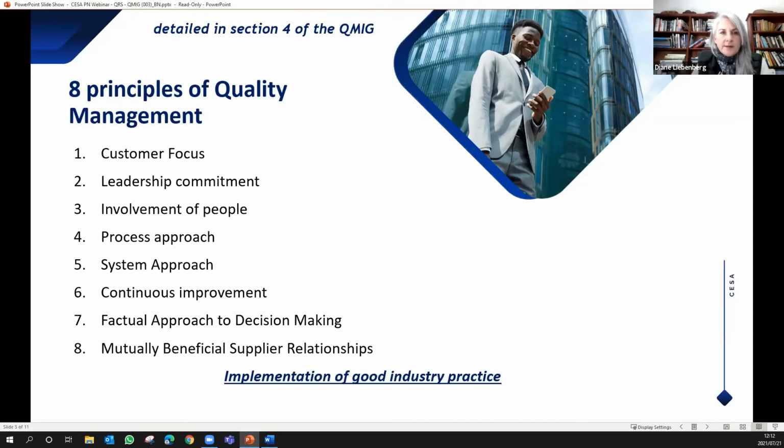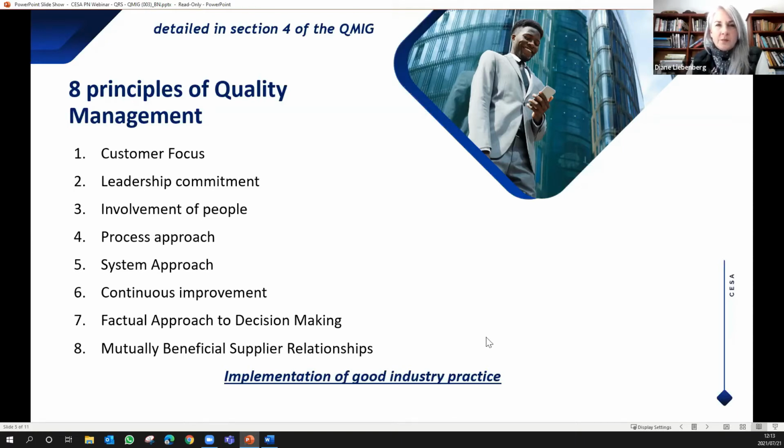Then the last principle is mutually beneficial supplier relations. In our industry, I think we're finding it beneficial to have long-standing relationships with certain entities just to grow our business. And by building relationships, we build trust and knowledge and understanding of each other's culture, especially when it comes to quality. And I think this is crucial when you want to deliver a quality project.